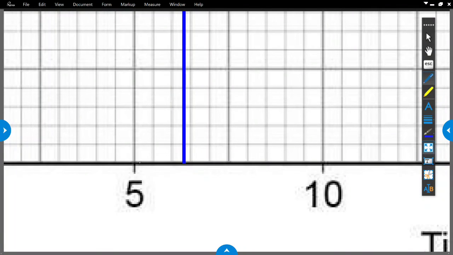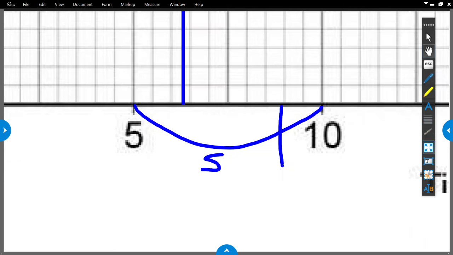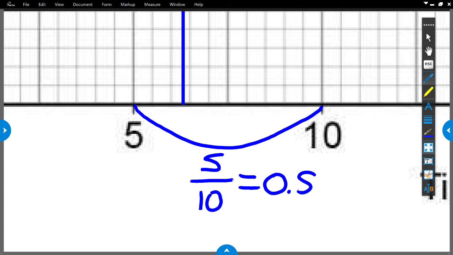So first thing I do is I look at the gap here. I've got from 5 going up to 10. That's a gap of 5, and that's across 10 boxes. So if I've got a gap of 5 across 10 boxes, then I have to divide that gap between the 10 boxes. Each one is 0.5, or half.